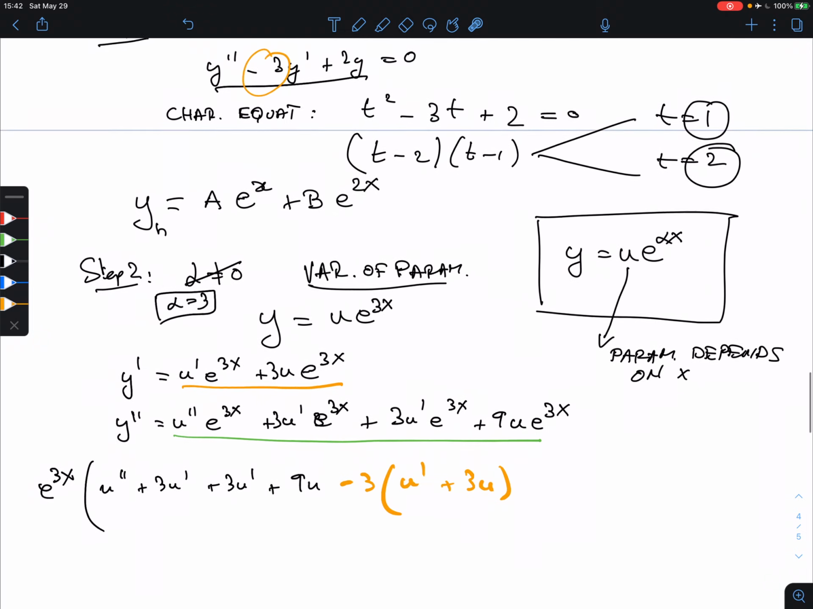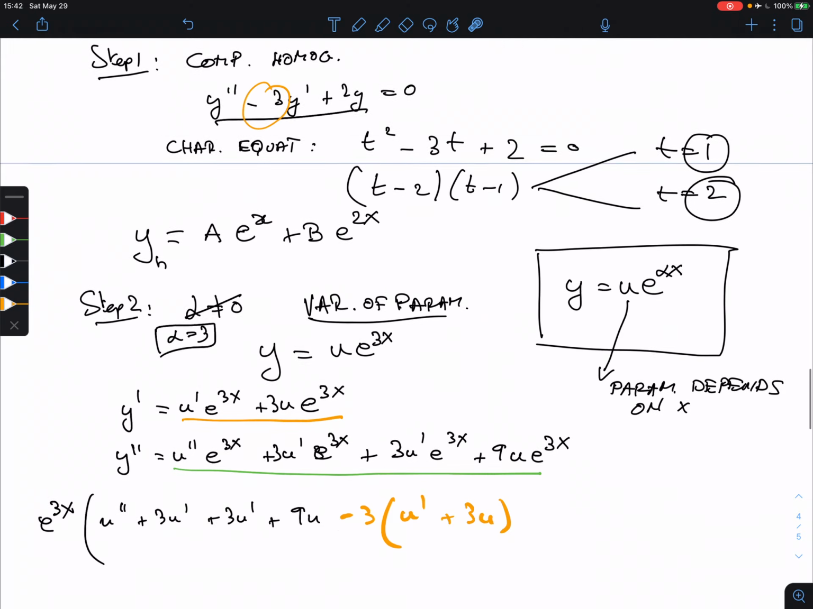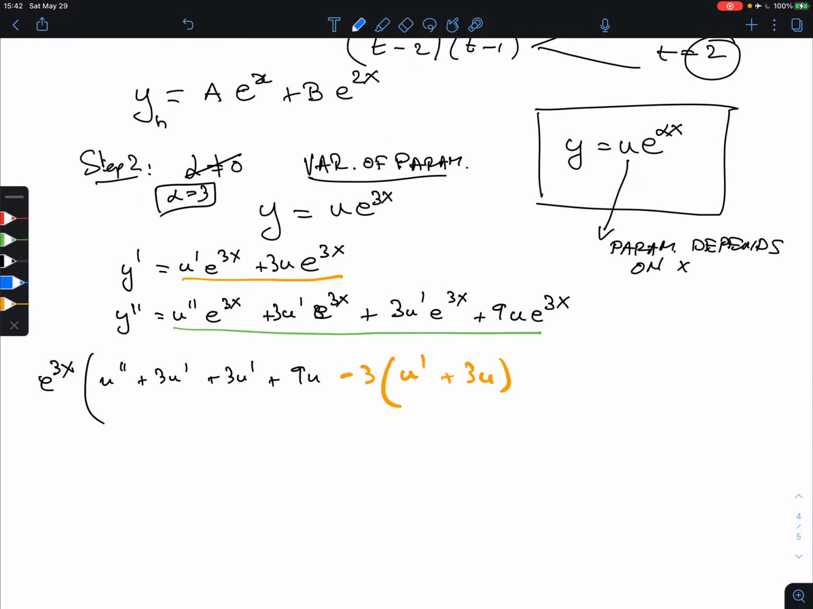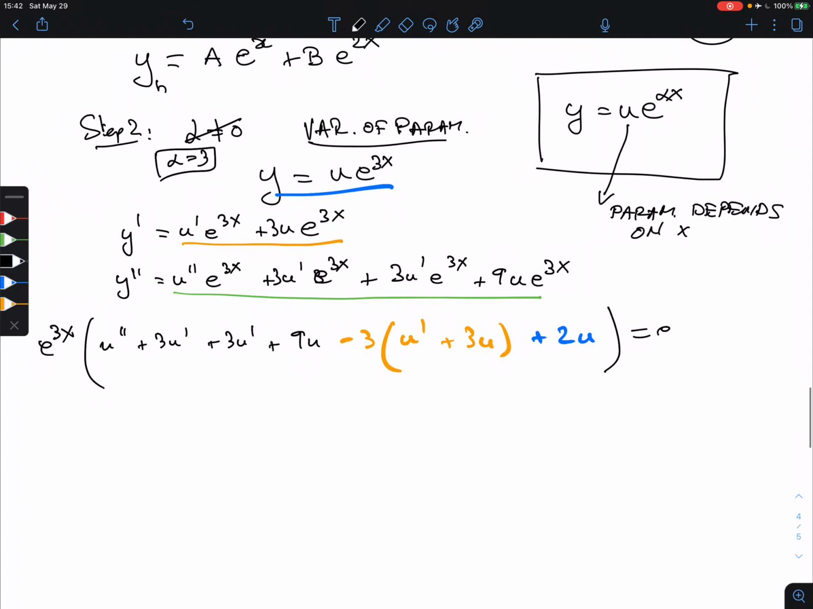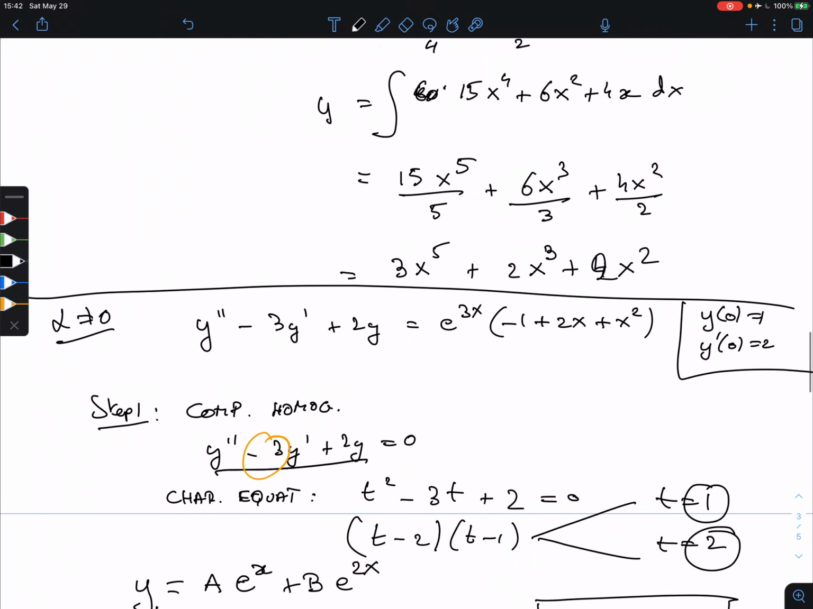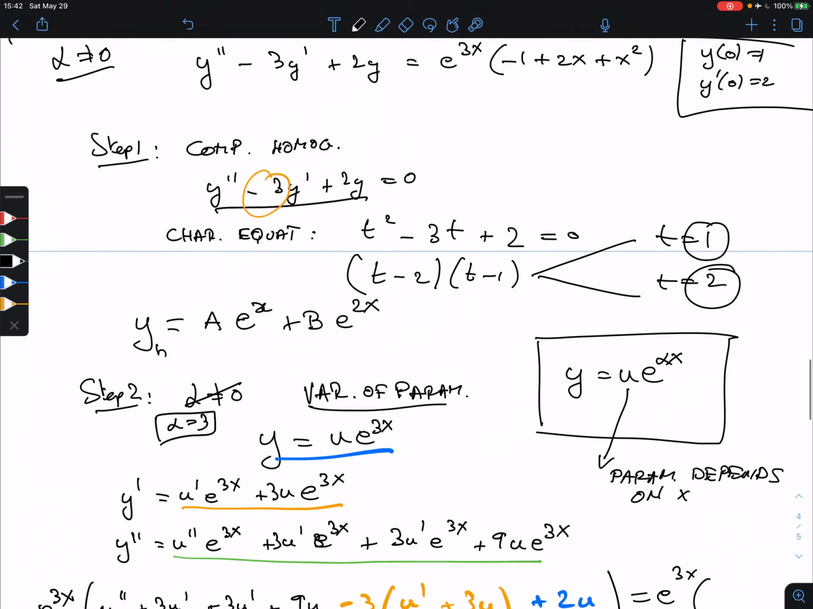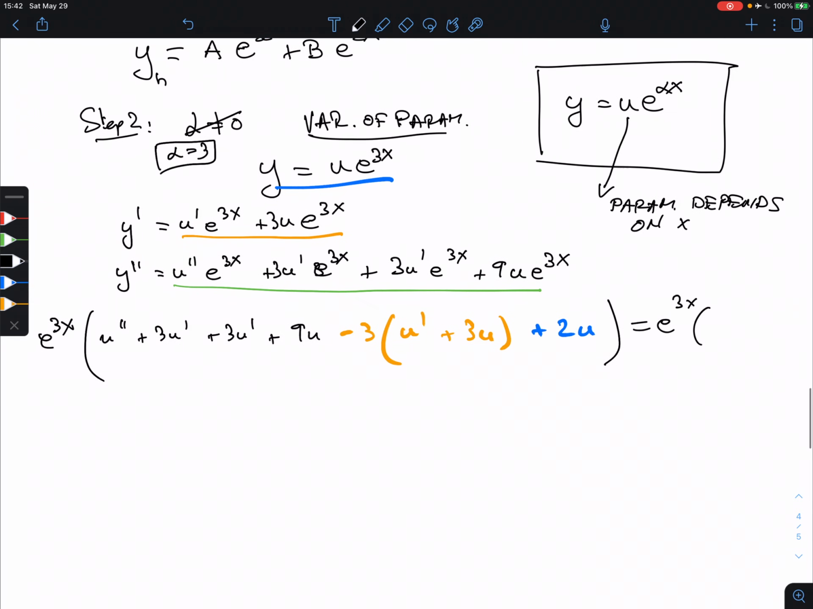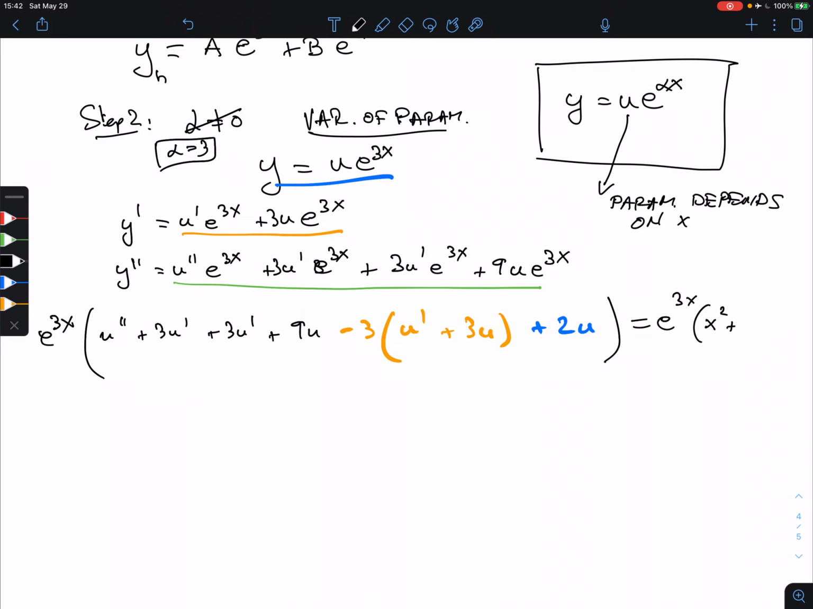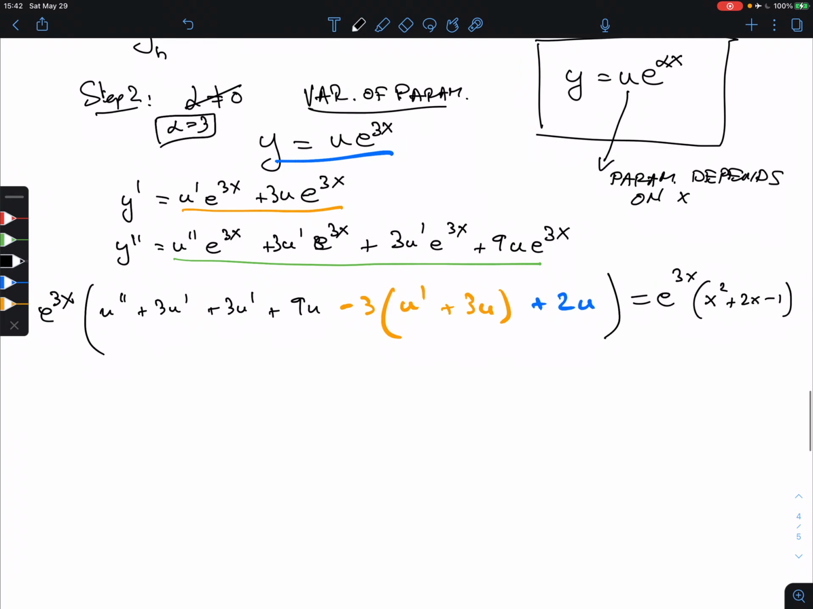Going on. So I plugged in y prime, but there's still plus 2y to plug in, right? So that is the blue part here. So plus 2 times u, because again e^{3x} is factored out. And that is equal to e^{3x} times, and that was this polynomial here, x squared plus 2x minus 1. Let me write it in this form. I prefer to write things in this order. So now, as we said, this exponential cancels.